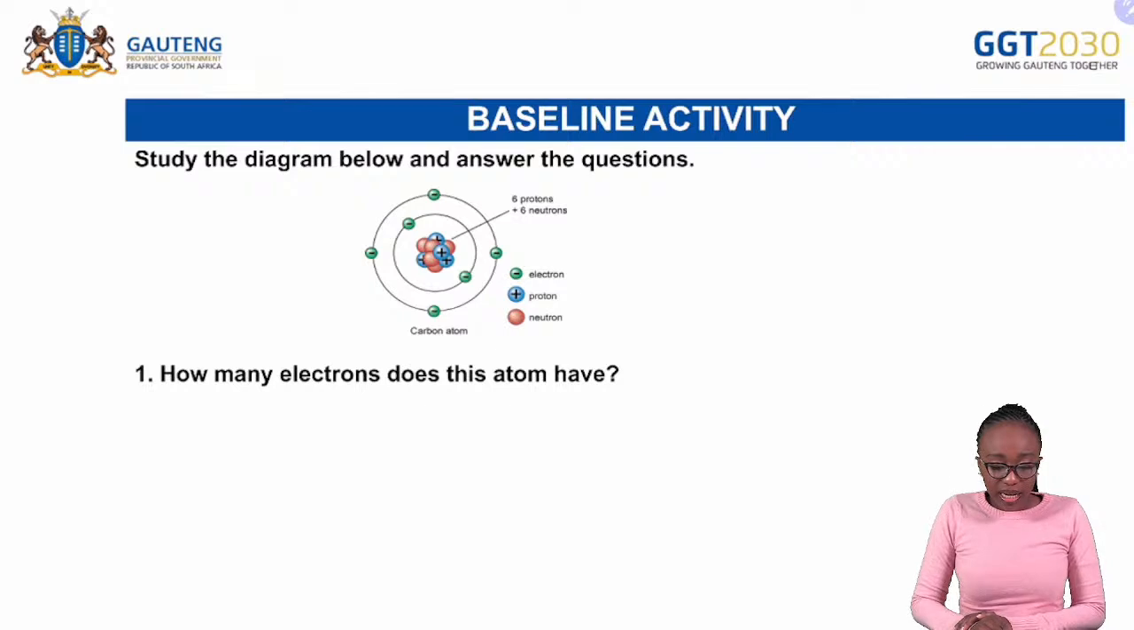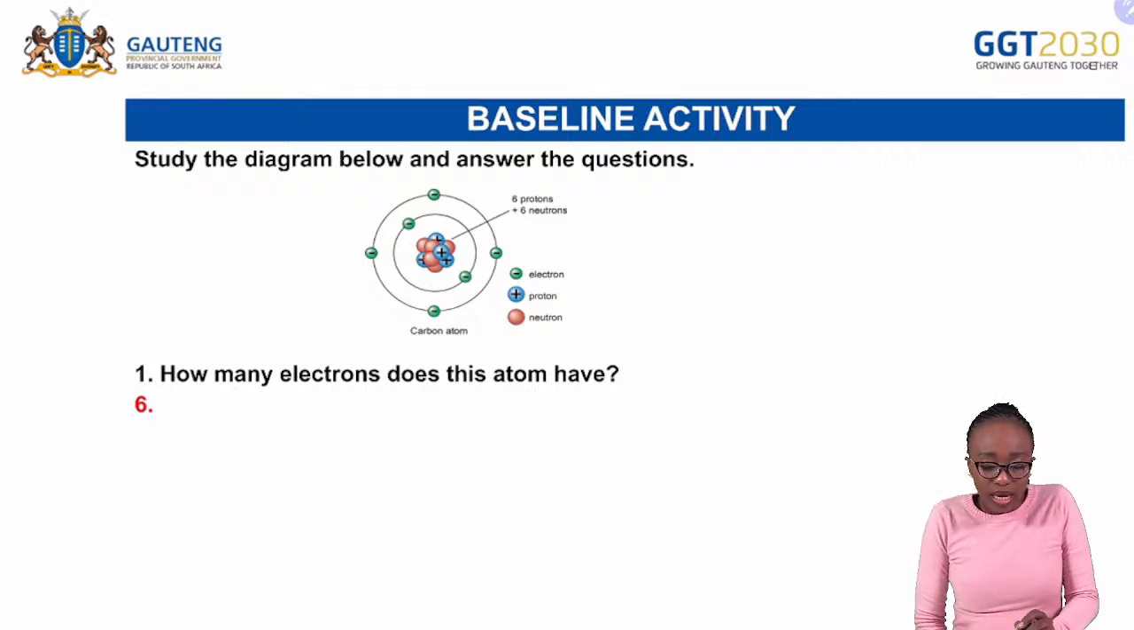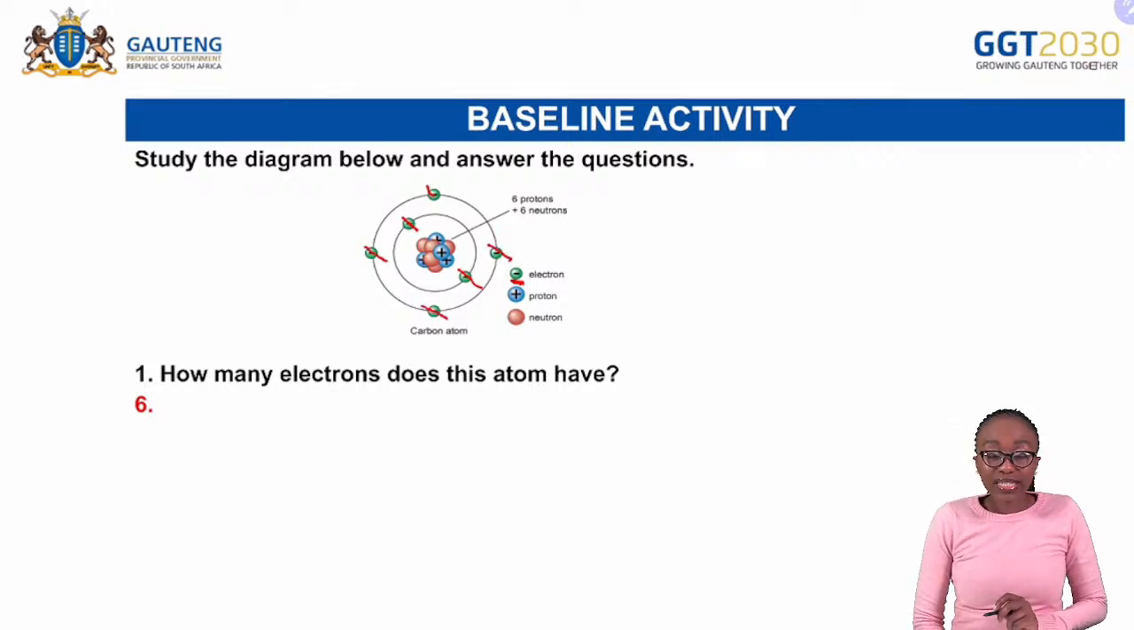Okay, how many electrons does this atom have? This atom has 6 electrons. Why am I saying 6? Because we are looking at the electrons, and the key for the electrons is the green circle. And then we have 1, 2, 3, 4, 5, 6. We have 6 electrons. So those are the number of electrons that we have.